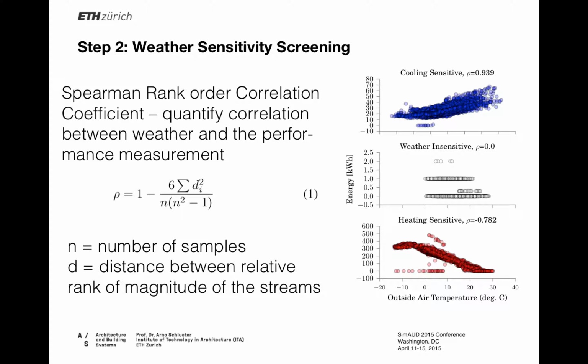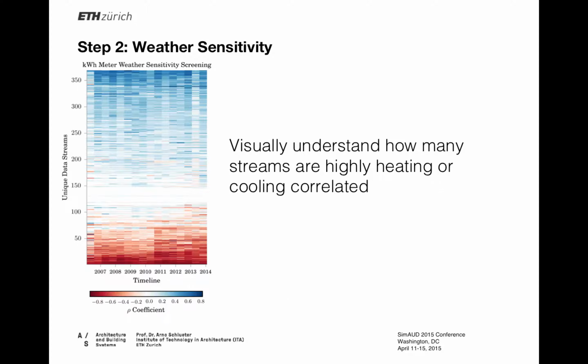And therefore, here we have 3 examples. The first one's cooling sensitive, 0.939, very highly correlated. This is probably strictly a cooling meter. The second one is completely weather insensitive. You can see across the outdoor air conditions, there's no change correlating. And then a weather heating sensitive, so negatively correlated.